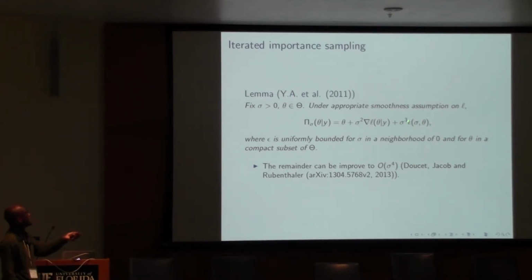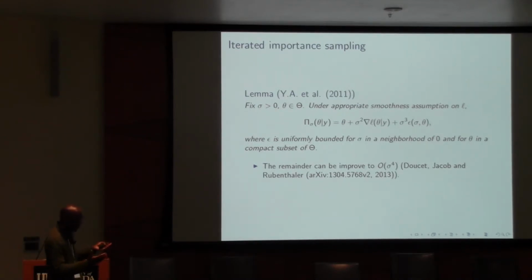This thing is actually O of 1, and it was later on improved by Pierre Jacob and Arnaud Doucet. They looked at it and improved this term. They showed that it's actually O of sigma to the 4th. So if you subtract from this posterior mean the prior mean, and you divide by sigma square, you get the gradient. You could then use that to do a stochastic approximation, which is exactly what the next slide is about.